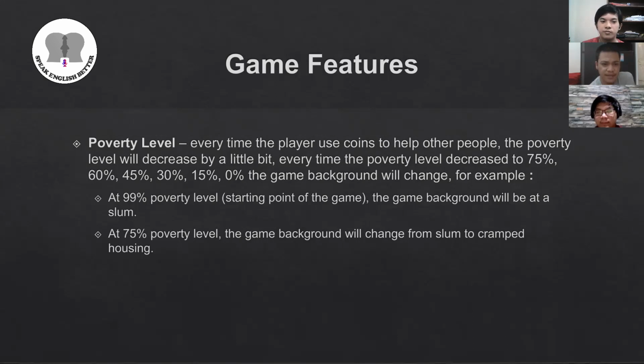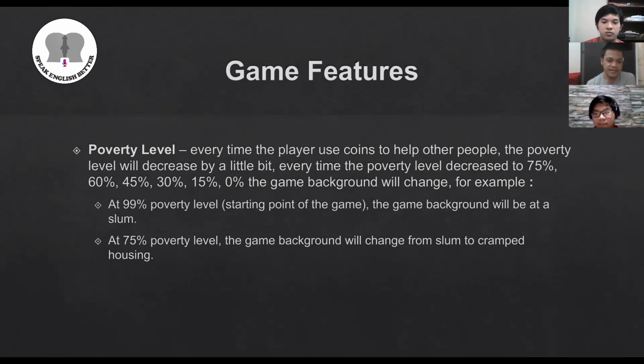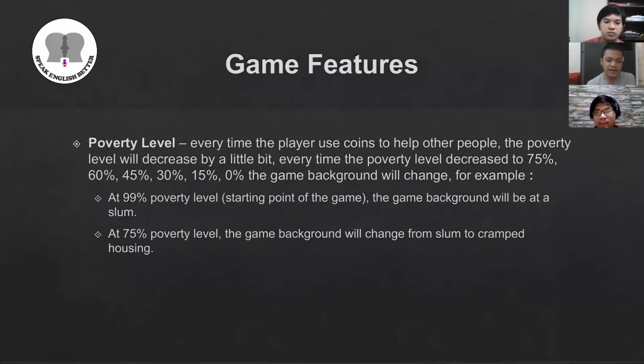For example, at 99% poverty level, this is the starting point for the game. The game background will be a slum. And when at 75% poverty level, the game background will change from slum to cramped housing. Okay, next.